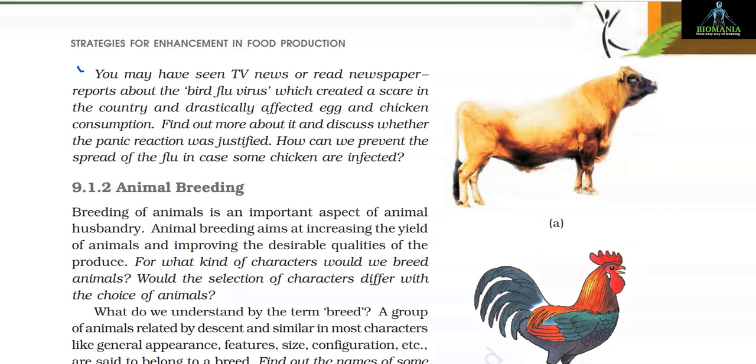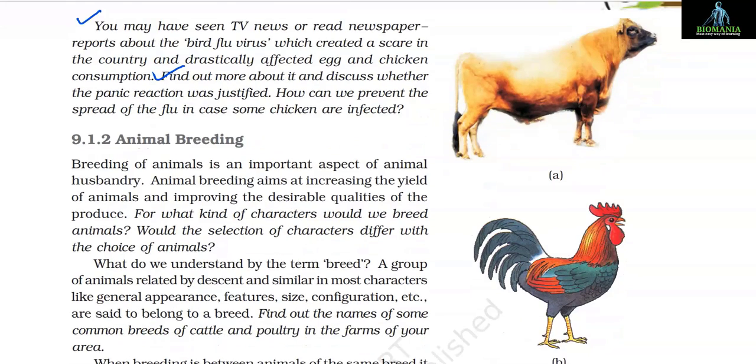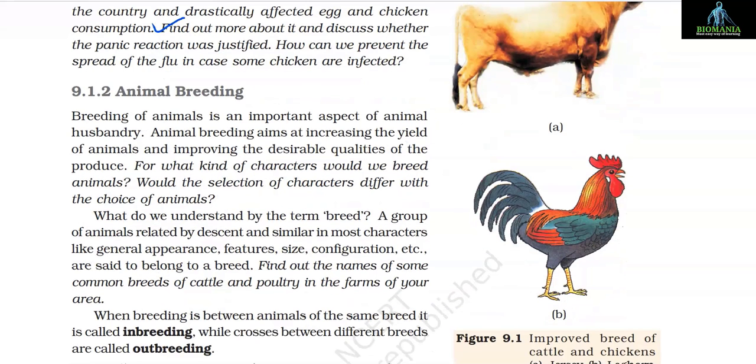You may have seen TV news or read newspaper reports about the bird flu virus, which created a scare in the country and drastically affected egg and chicken consumption. Find out more about it and discuss whether the panic reaction was justified. How can we prevent the spread of the flu in case some chicken are infected?